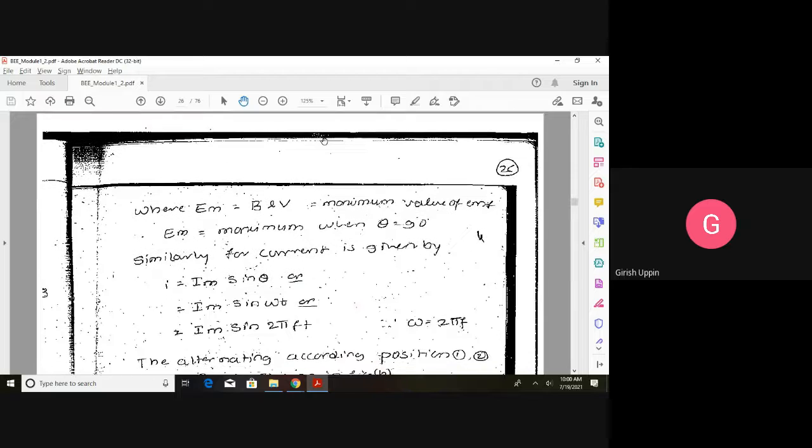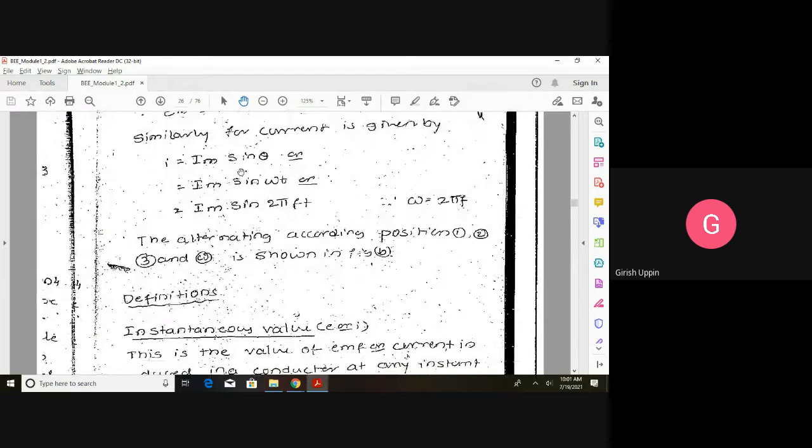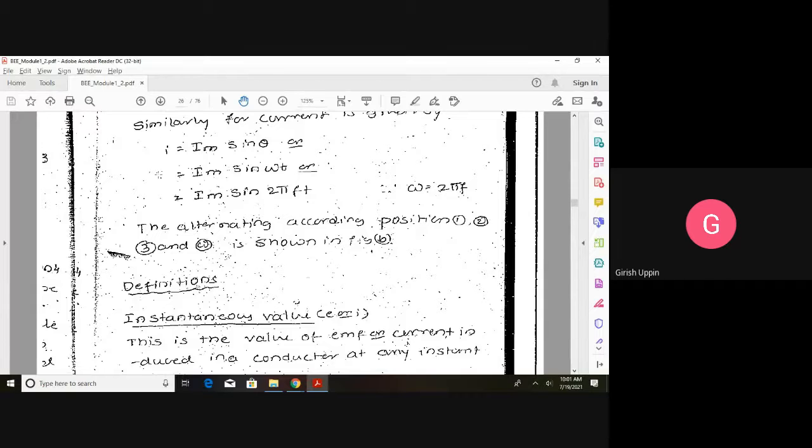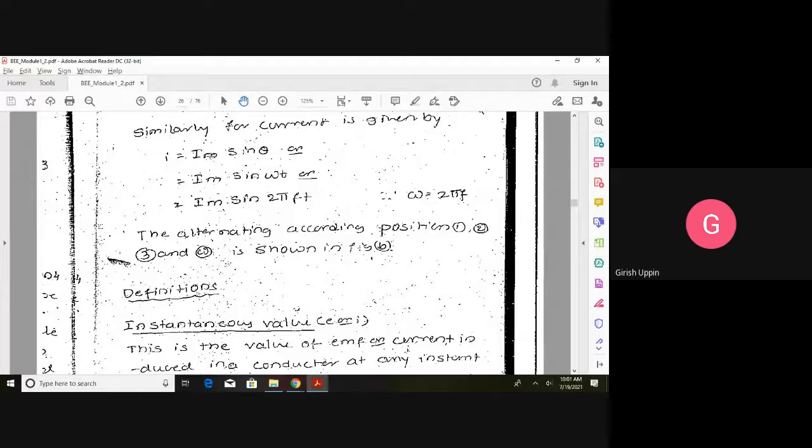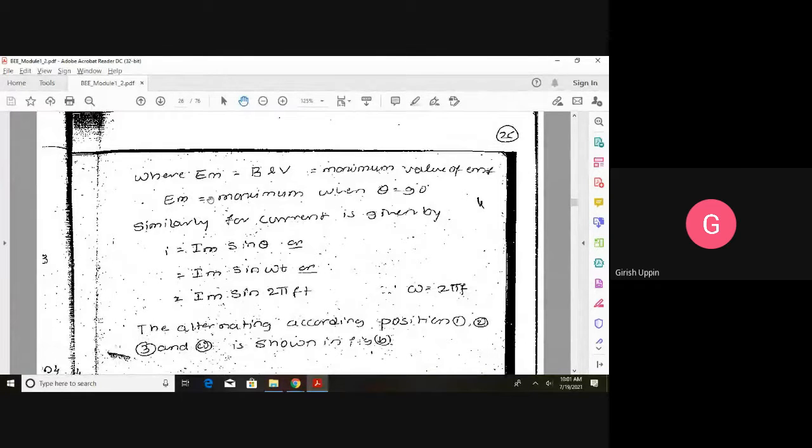And similarly, we can represent the current as i is equal to Im sine theta. We can also represent this angle as omega t, so i is equal to Im sine omega t, and we also know omega is 2 pi f. We can represent it as i is equal to Im sine 2 pi ft. And as I told you, lowercase i and lowercase v are representations of instantaneous values of the voltage or the current, and capital Im, Vm or Em are representative of the peak value of the voltage and the peak value of the current.